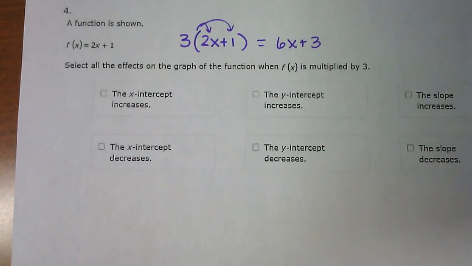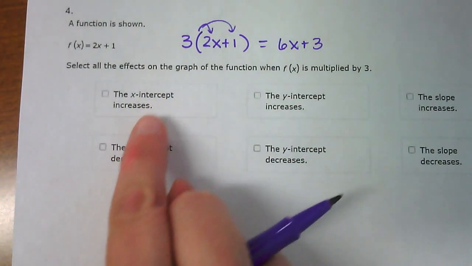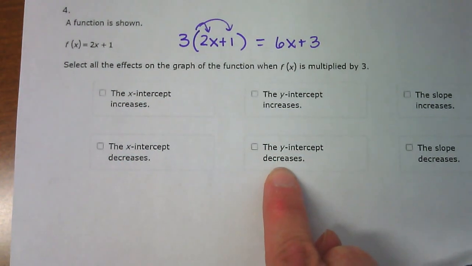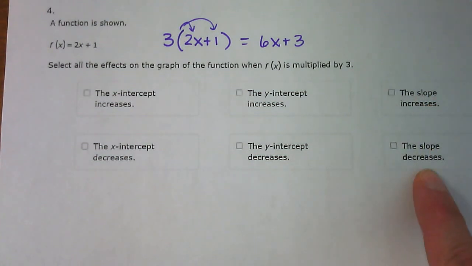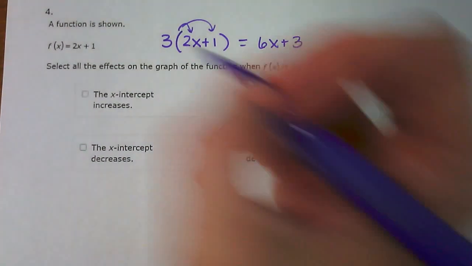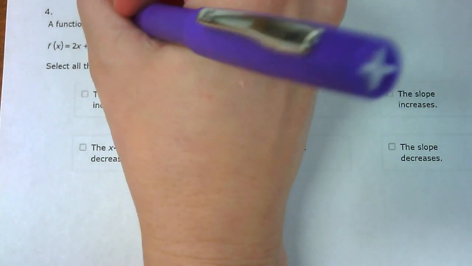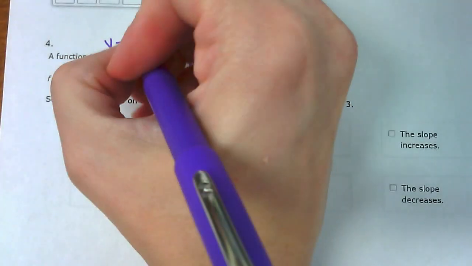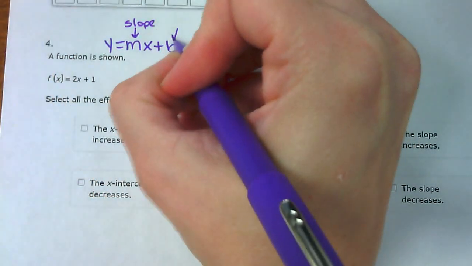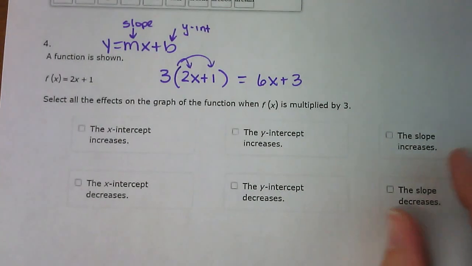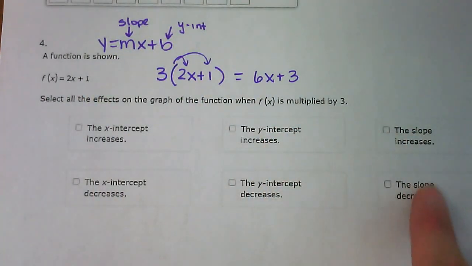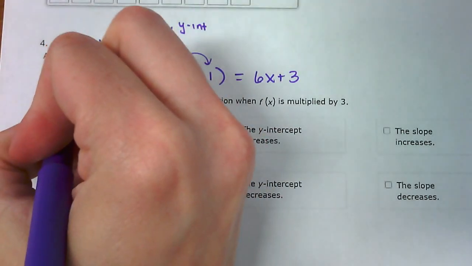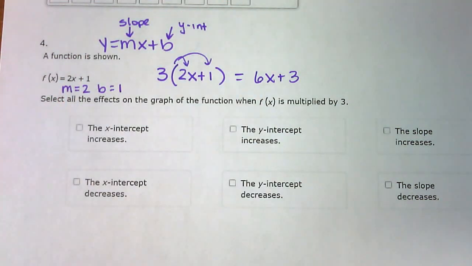Okay, so we need to think about, we've got some choices here. It says x-intercept increases or x-intercept decreases. Y-intercept increases, y-intercept decreases. Slope increases, slope decreases. So we need to think about our y equals mx plus b. Okay, m is our slope. B is our y-intercept. So these two things are going to be easy to pick out just from looking at our equations. In this original function, m is 2 and b is 1.